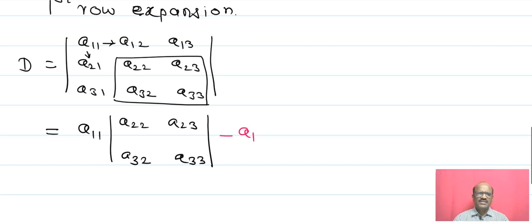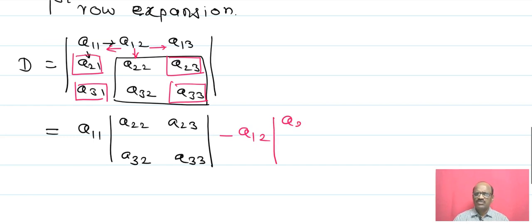Now the second has a minus sign always because it is of the order minus 1 raised to 1 plus 2. Therefore it is a minus. Now here I have written in red mark, the elements below A12 are neglected, and the elements to the left and right side of A12 are also eliminated. The remaining elements are A21, A23, A31, A33.